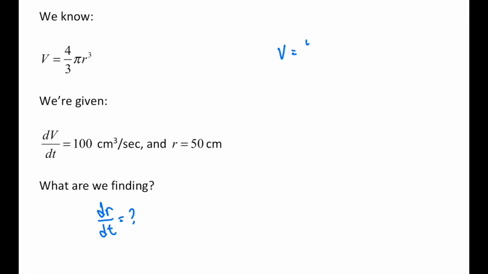So we're given this volume formula, 4/3 pi r cubed. We could find the volume when the radius is 50, but that's not what we're interested in. What I'm going to do here is I'm going to take the derivative with respect to time.